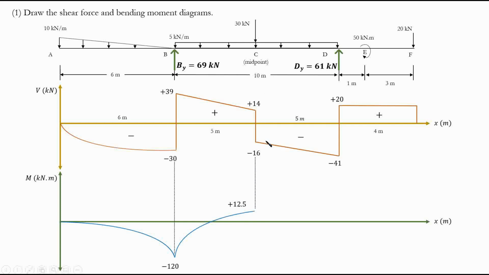At point C, again, let's go to our diagram. We say 16 plus 41 times 5 divided by 2. And we subtract that, right? So we say 12.5 minus the area under this. So we go like this, and we're going to end up with negative 130.